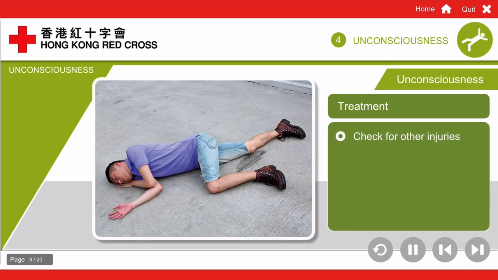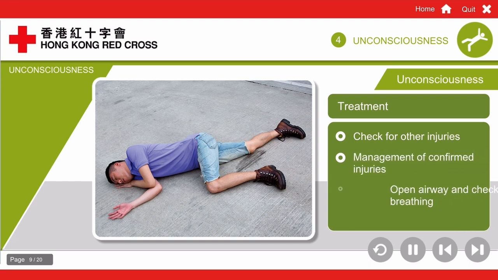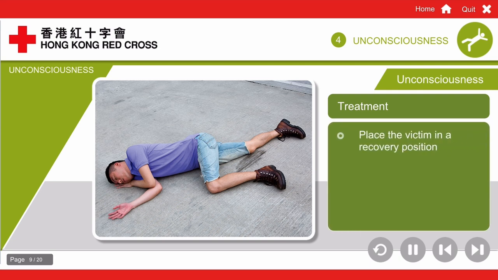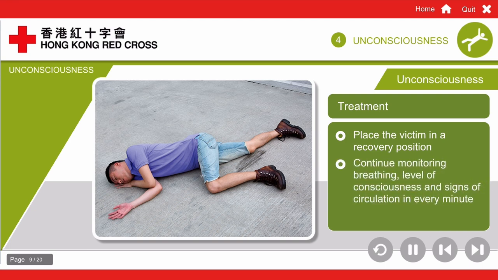Third, check for other severe injuries and manage the confirmed injuries. If no other severe injuries, open the airway and check breathing again. If the victim has breathing, place him or her in a recovery position and check the level of consciousness, breathing, and signs of blood circulation every minute, and send the victim to hospital immediately.